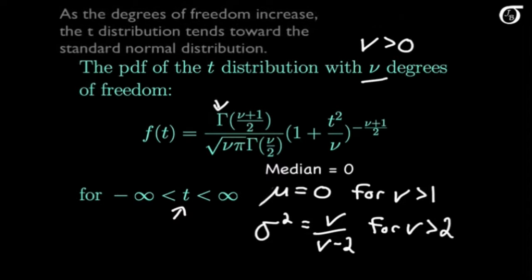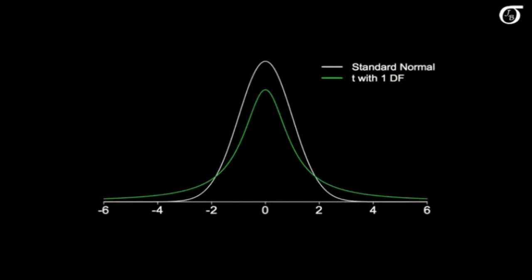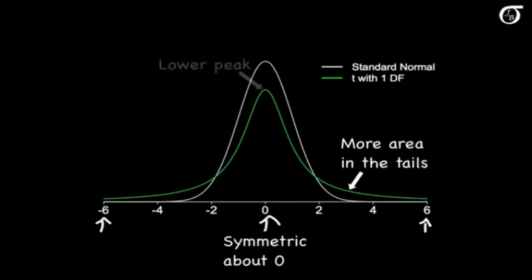A very important notion is that as the degrees of freedom increase, the t-distribution tends toward the standard normal distribution. Let's plot the PDF and see what it looks like. The curve in white is the standard normal distribution, and the curve in green is the t-distribution with 1 degree of freedom. I've truncated the plot here at -6 and 6, but the possible values do go off toward positive infinity and minus infinity. Like the standard normal distribution, the t-distribution is symmetric about 0, but the t-distribution has heavier tails, meaning more area in the tails, and it has a lower peak.